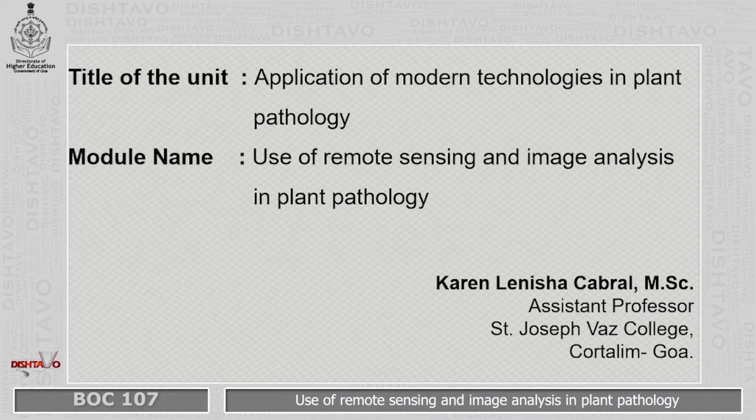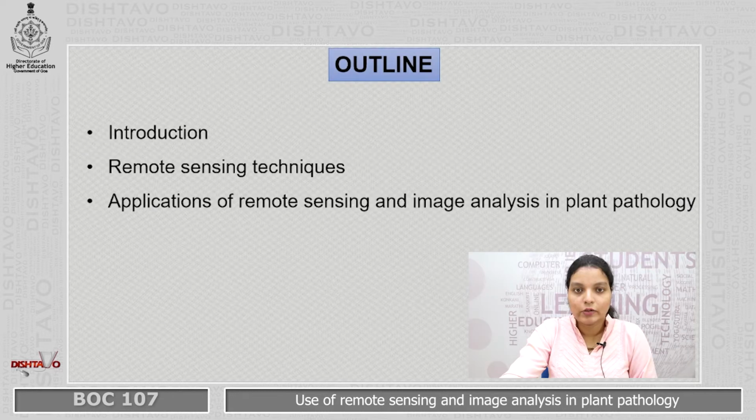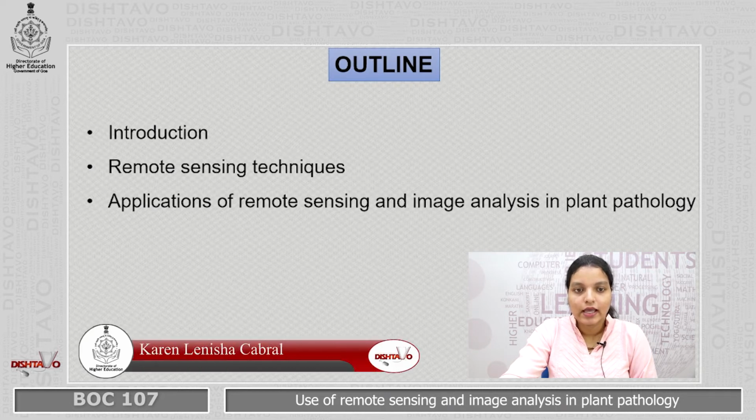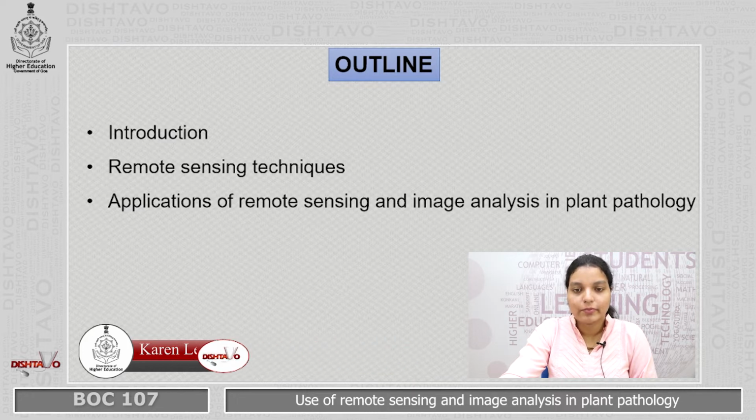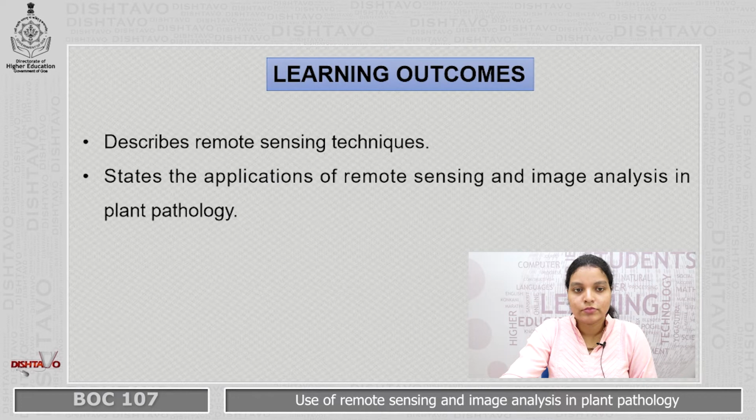Title of the unit: Application of Modern Technologies in Plant Pathology. Module name: Use of Remote Sensing and Image Analysis in Plant Pathology. Outline: Introduction, Remote Sensing Techniques, Application of Remote Sensing and Image Analysis in Plant Pathology. Learning Outcome: describes remote sensing techniques, states the applications of remote sensing and image analysis in plant pathology.